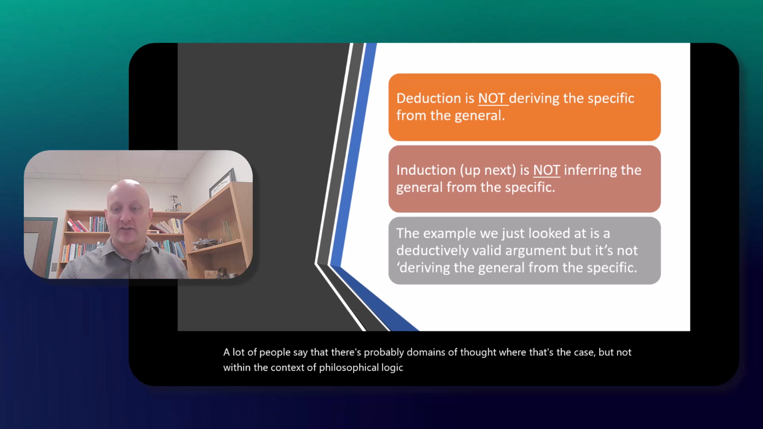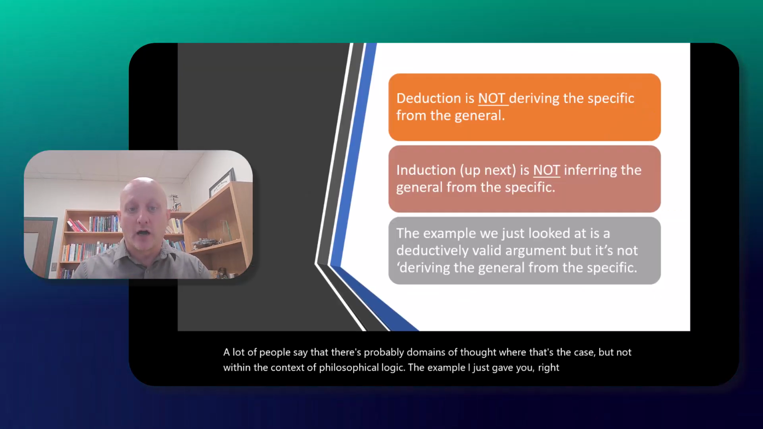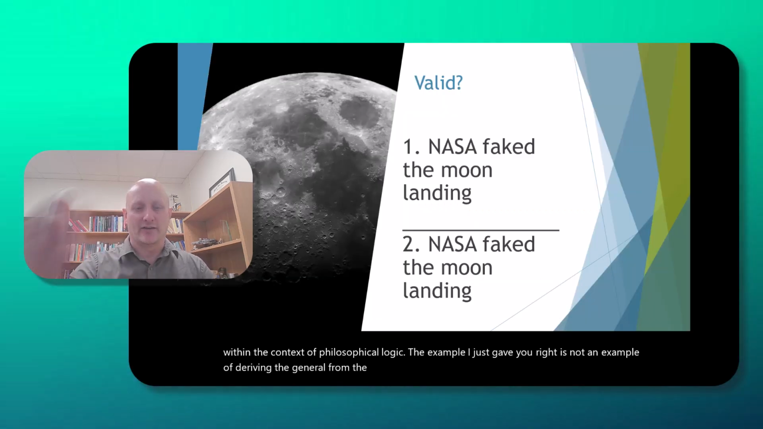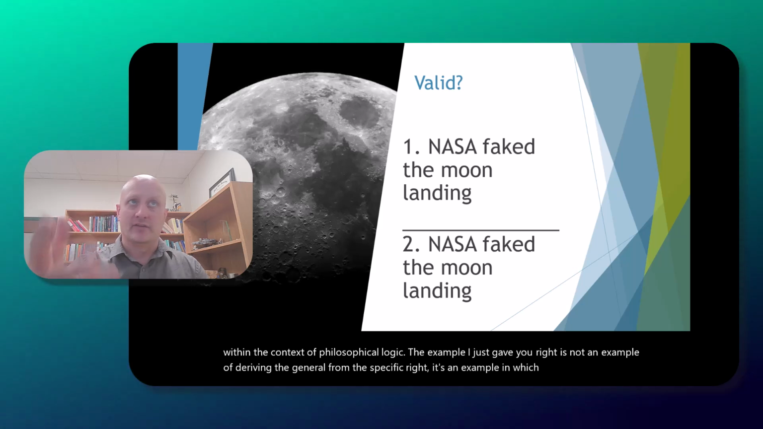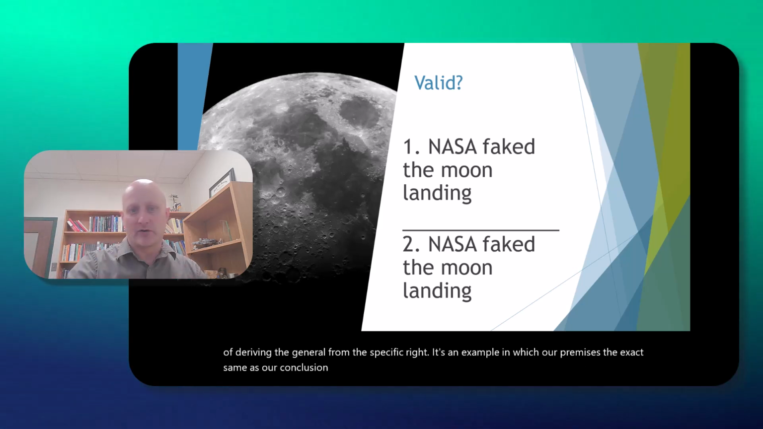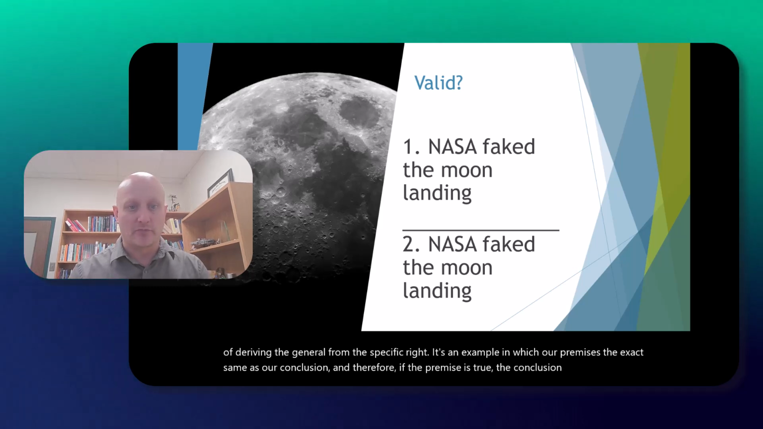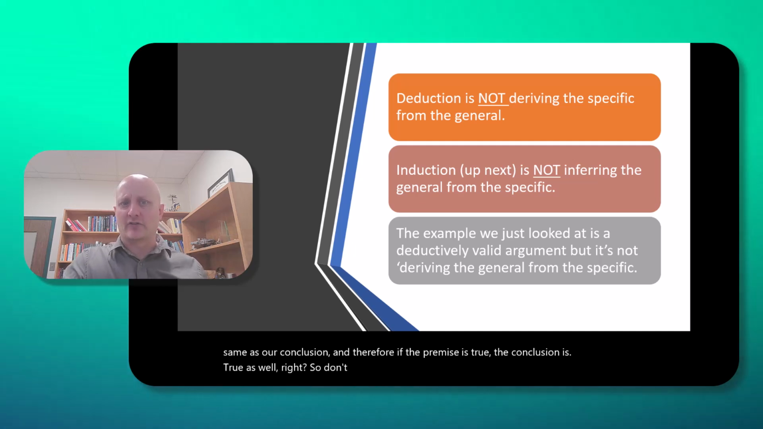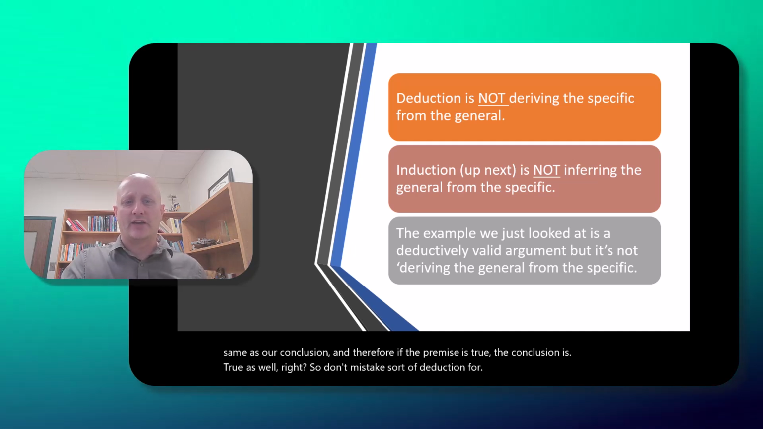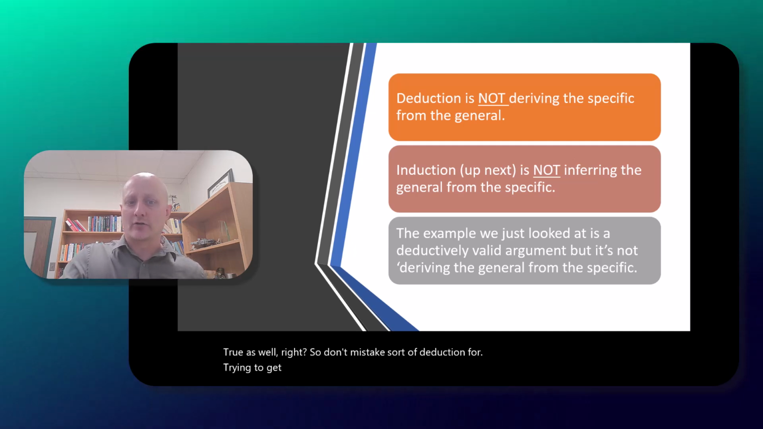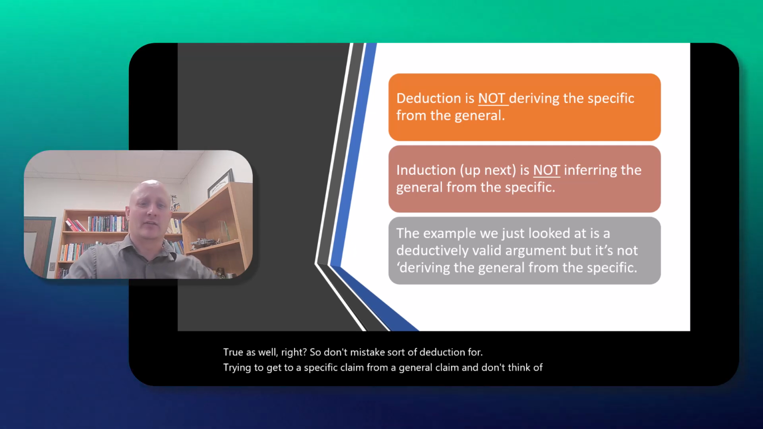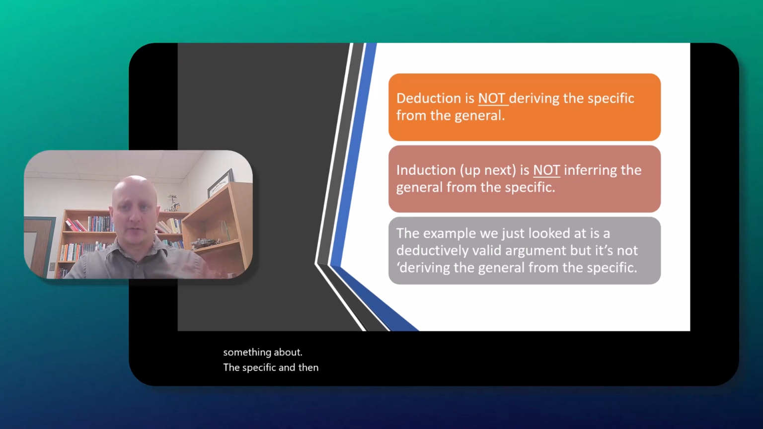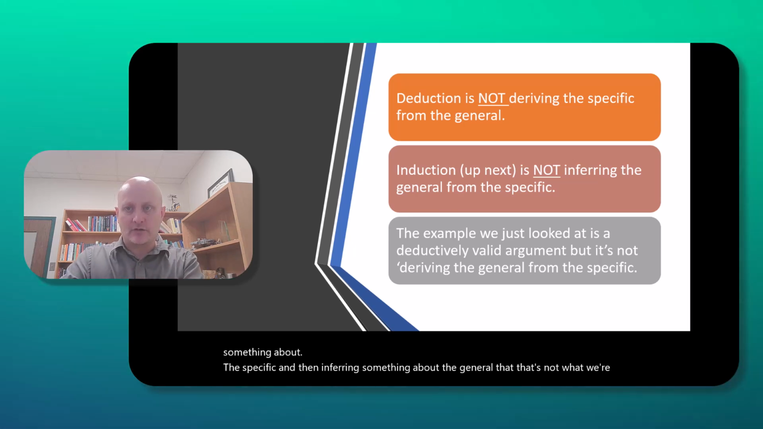The example I just gave you, right, is not an example of deriving the general from the specific, right? It's an example in which our premise is the exact same as our conclusion, and therefore, if the premise is true, the conclusion is true as well, right? So don't mistake deduction for trying to get to a specific claim from a general claim, and don't think of induction as taking something about the specific and then inferring something about the general. That's not what we're doing here.